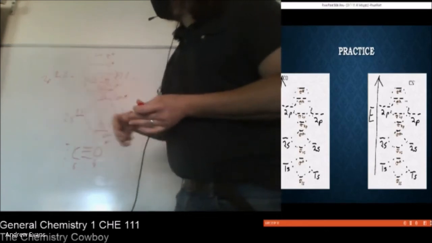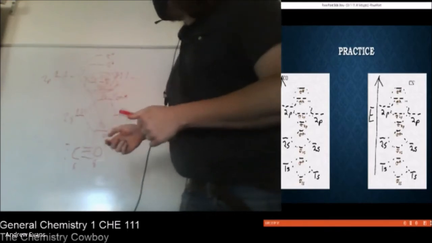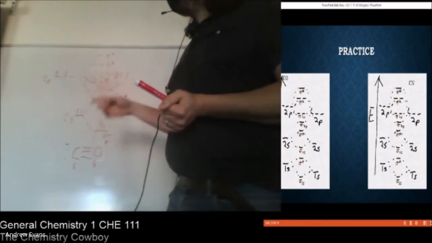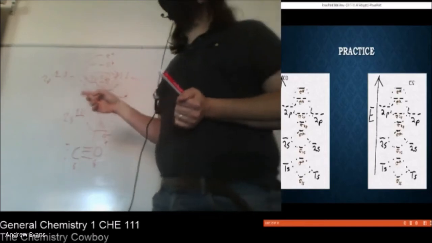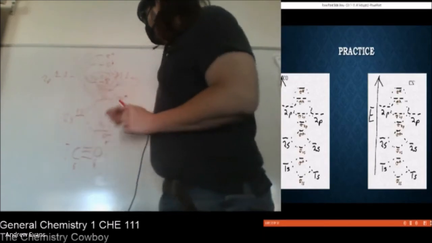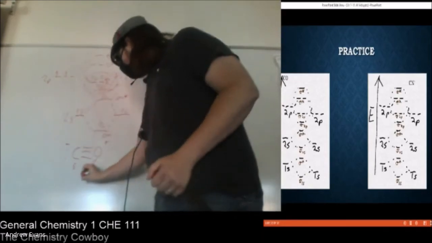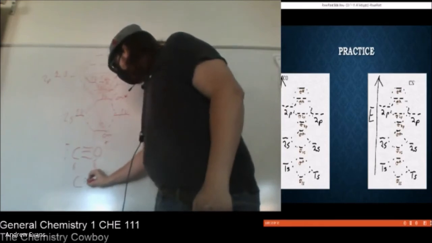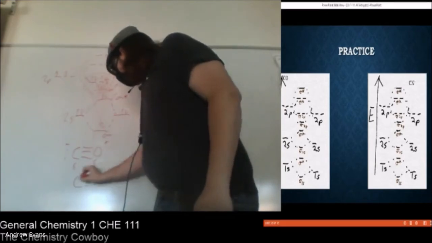I'm going to skip cyanide, but basically it's the same thing. You would have 4 and 5. A negative charge makes 6. You'd fill it in the same way. Cyanide would end up being the same darn structure.